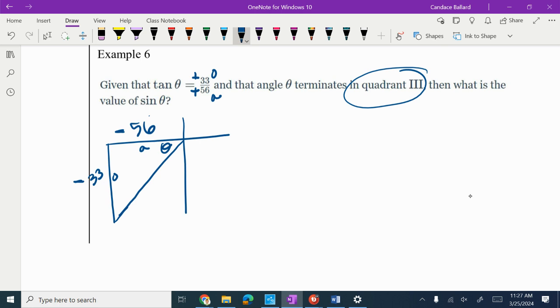Okay, how do I get the hypotenuse? Pythagorean theorem. So 33 squared. And you could use 33 or negative 33. It doesn't really matter, right? Plus 56 squared equals, we'll go with r squared.